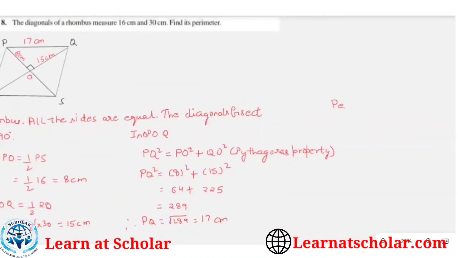All the 4 sides are equal, that means now we can find out the value of the perimeter of the rhombus, because the side is already known, which is equal to 17 centimeter. Perimeter of a rhombus is equal to 4 into side. Side is 17, so the perimeter will be 17 into 4 is equal to 68 centimeters.